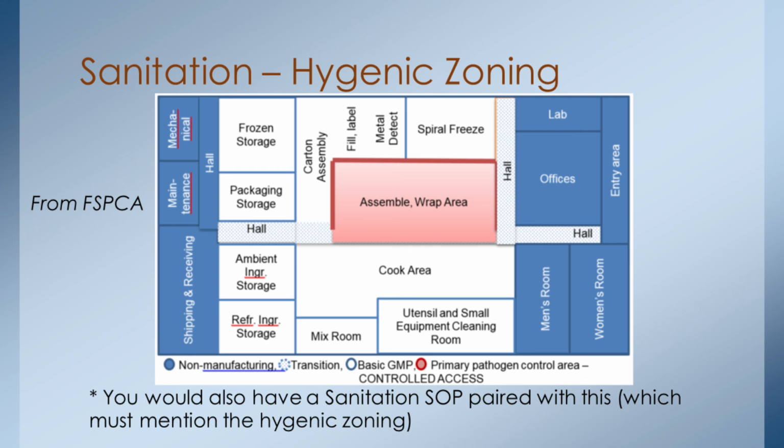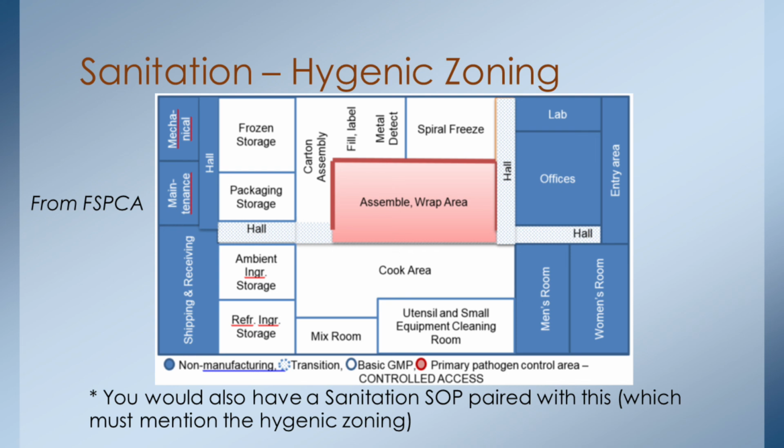There's going to be one area where the materials receive the most exposure to bacteria or other hazards from the outside. And that area, in FSPCA or PCQI, HARPC, whatever, is called a controlled access area. This looks like some kind of, I'm not sure what product this is really, but you can see the different rooms in this map.